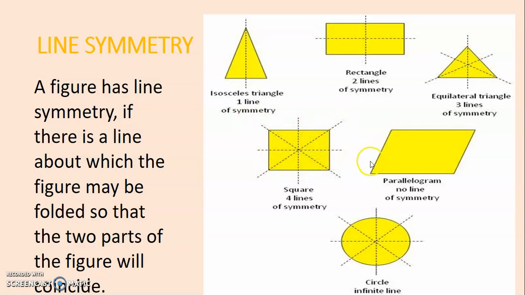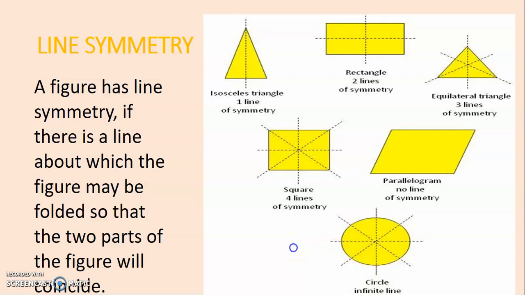Okay children, a parallelogram has no line of symmetry at all, whereas this circle is a perfect symmetrical figure. However we keep it, it is symmetrical. So it has infinite lines of symmetry. Do you think only these are the lines of symmetry for a circle? We have here in between these two. Then again between these two we can have many lines. So we have infinite lines of symmetry for a circle. Is it clear my dear children?